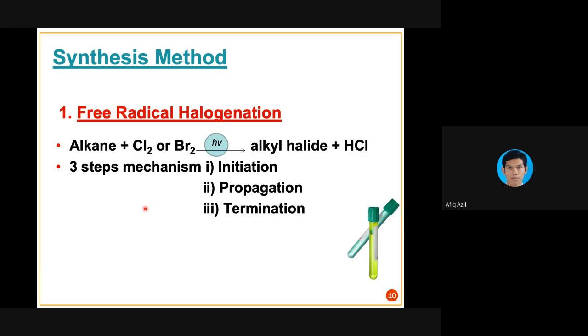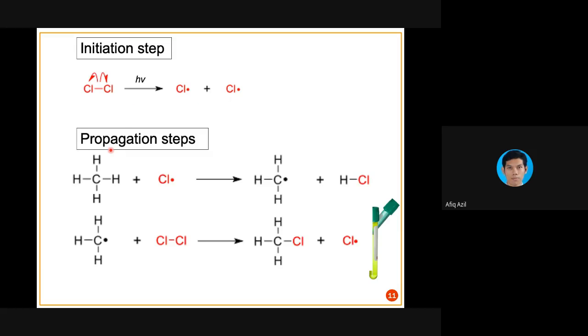So this free radical reaction involves 3 steps. The first step is called initiation. Second step is called propagation, and the last step is termination. Okay, so this is a mechanism. Mechanism means step by step of how the product can be formed from the starting material, which is this one.